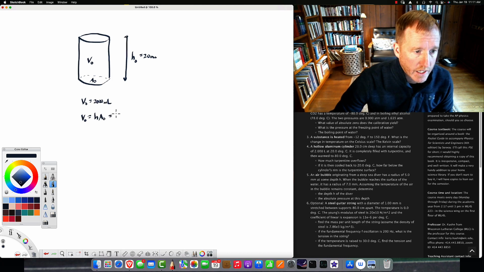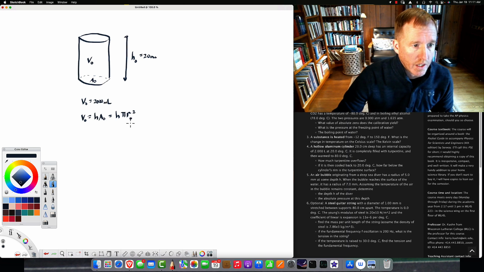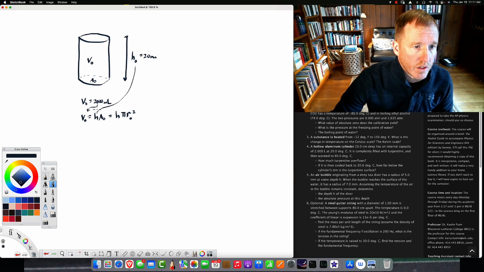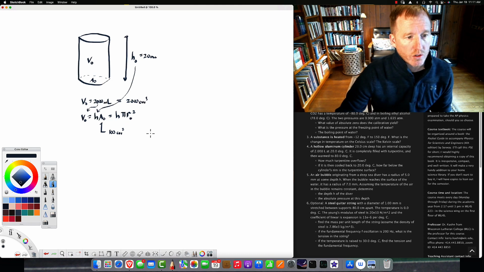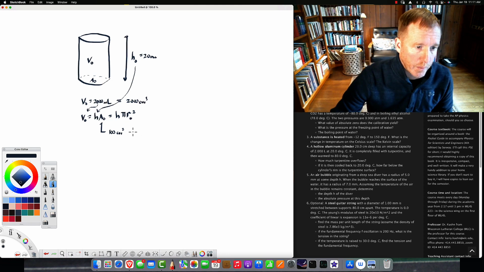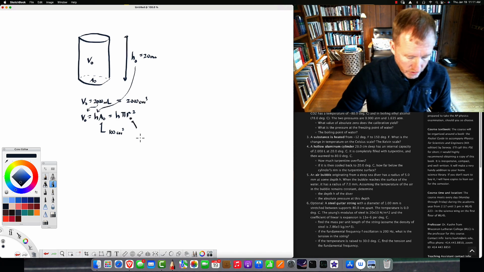And the cross-sectional area of the can is just the area of this circle, so pi times the original radius squared. So we know 2,000 milliliters is the original volume, and we know the original height is 20 centimeters, which means the original cross-sectional area has to be equal to 100 square centimeters, right? Because one milliliter is 1 cubic centimeter, so this is 2,000 cubic centimeters. It's 20 centimeters high, so there has to be 100 square centimeters of cross-sectional area. We can use this to find out what the original radius is.